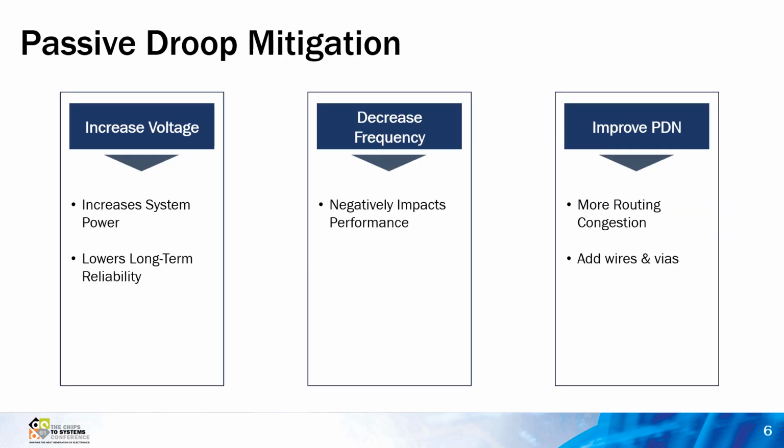Several passive techniques are commonly used to try to mitigate the effects of voltage droops. The easiest method is to increase Vmin, but this has the drawback of always consuming more power, and higher currents can contribute to reliability concerns. In some systems, reducing the maximum operating frequency can be an option, but this will have an obvious performance impact. Enhancing the PDN design with extra straps, wires, and vias can also be costly and create other undesirable trade-offs such as increased routing congestion.